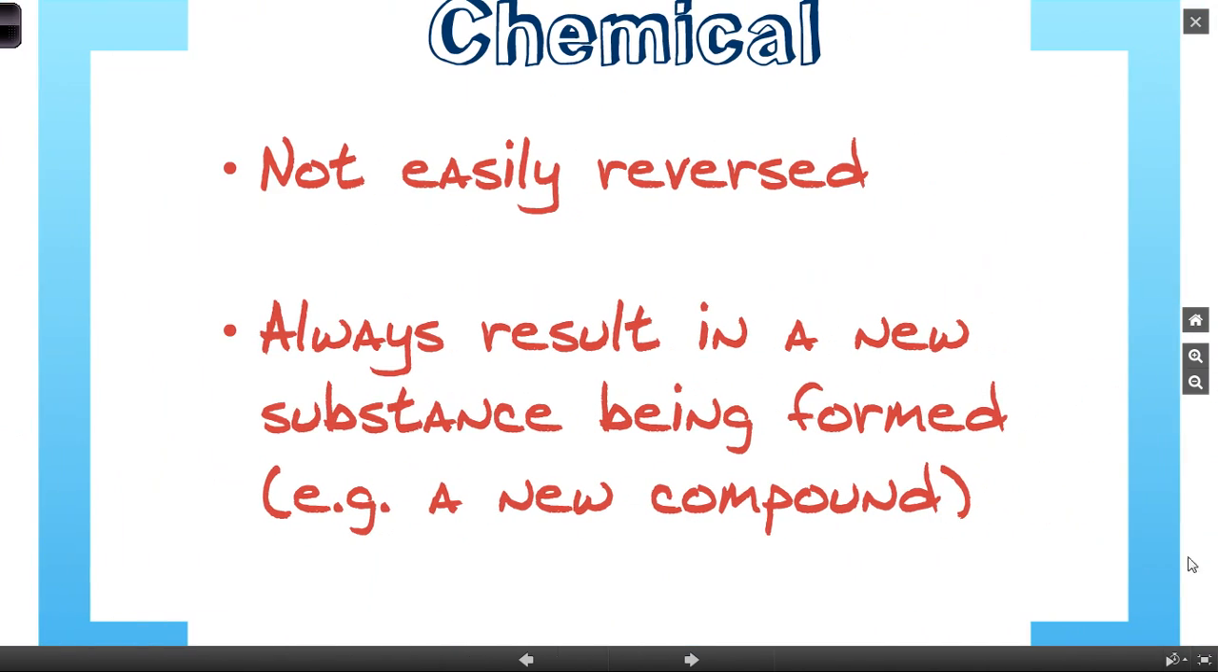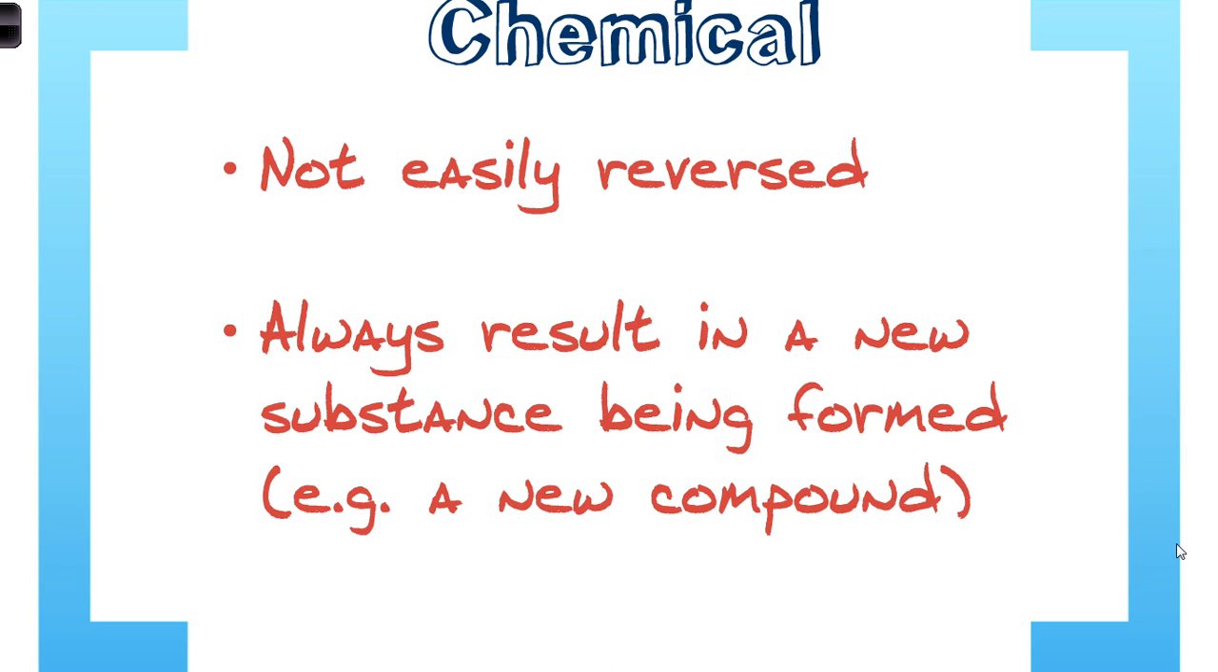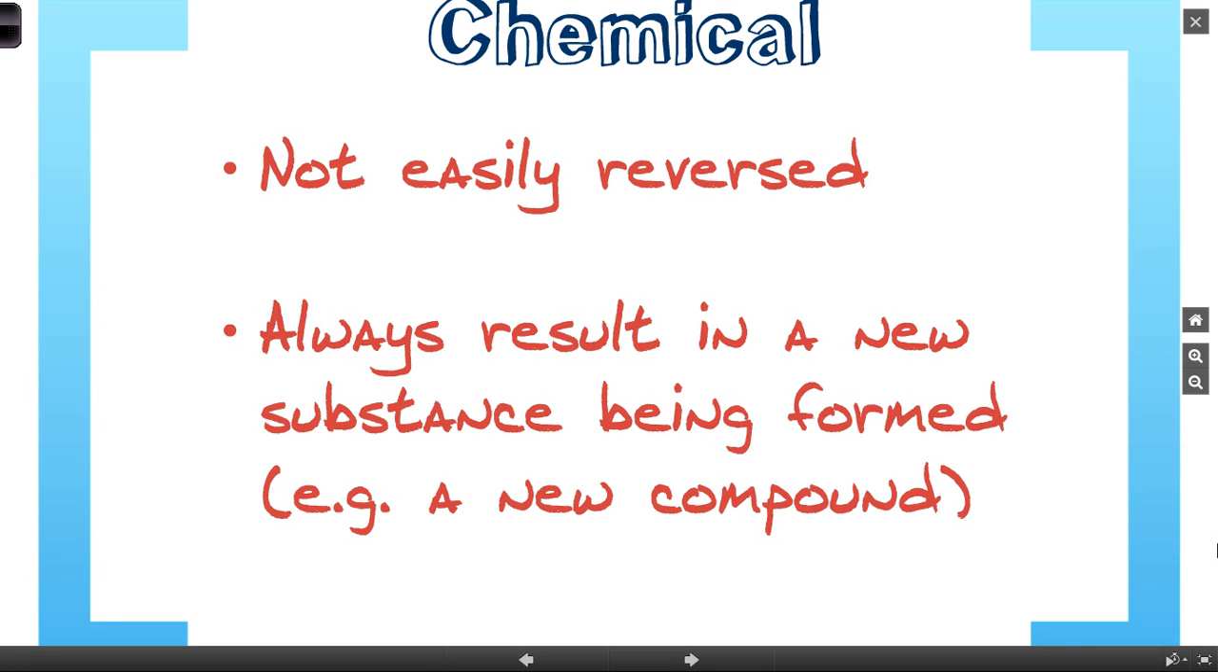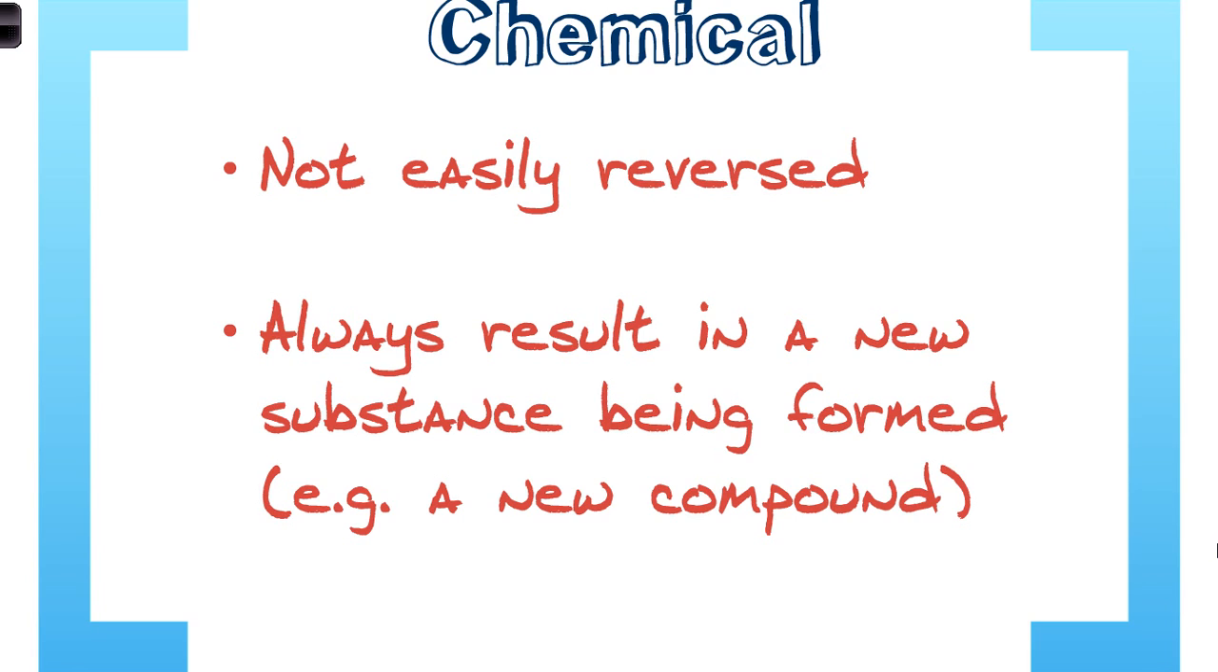So a chemical change is another term for a chemical reaction. A chemical reaction is not easily reversed. It's very difficult to undo something that's reacted. And you can imagine with our magnesium and our oxygen forming magnesium oxide, it would be very difficult to somehow split that magnesium oxide back into the metal, the magnesium that we started with, and the oxygen. So chemical reactions are often more of a done deal. They're more difficult to reverse.